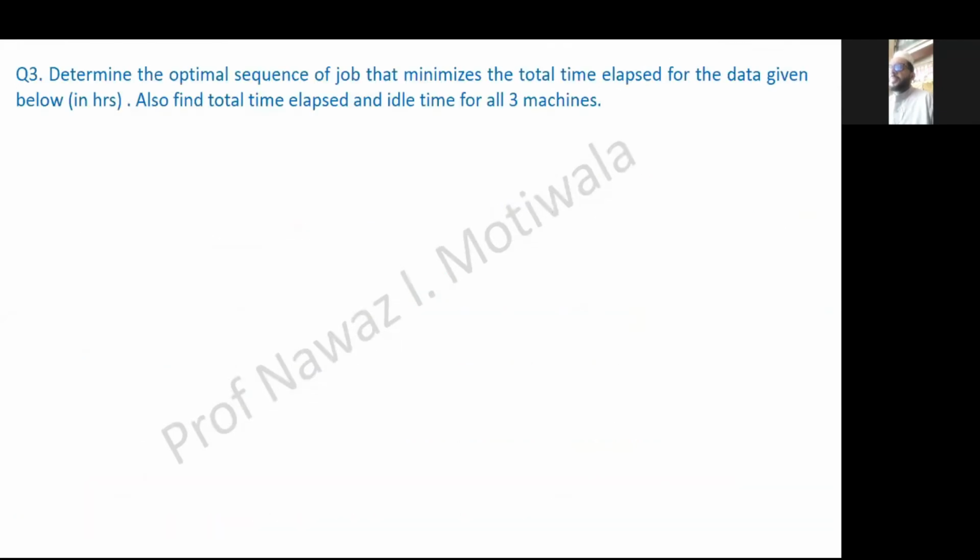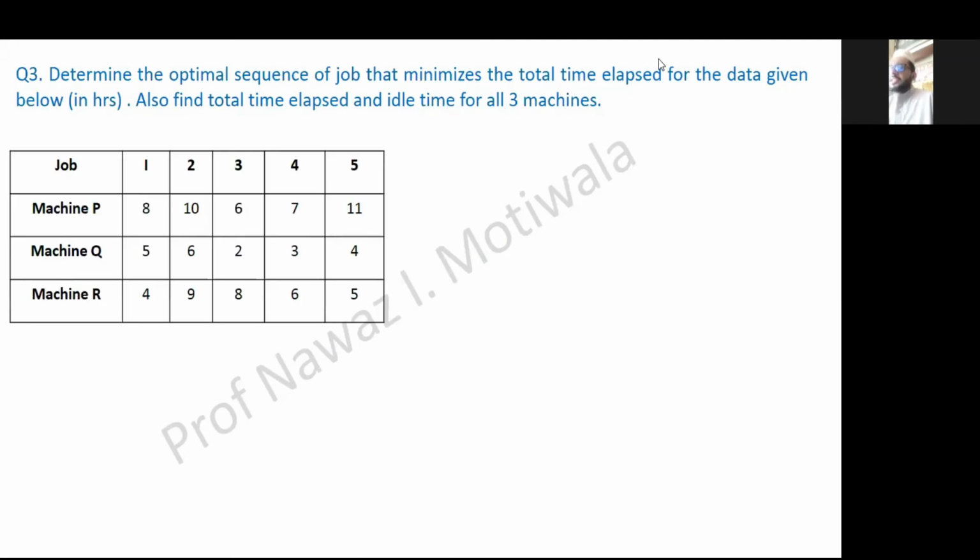The question is, determine the optimum sequence of job that minimizes the total time elapsed for the data given below in hours. Also find the total time elapsed and idle time for all 3 machines. And the data is given like this: machine P, machine Q and machine R. And similarly the processing time in hours is given. For example, the processing time for machine P on job 5 will be 11 hours and the processing time of job 2 on machine Q is 6 hours and likewise.